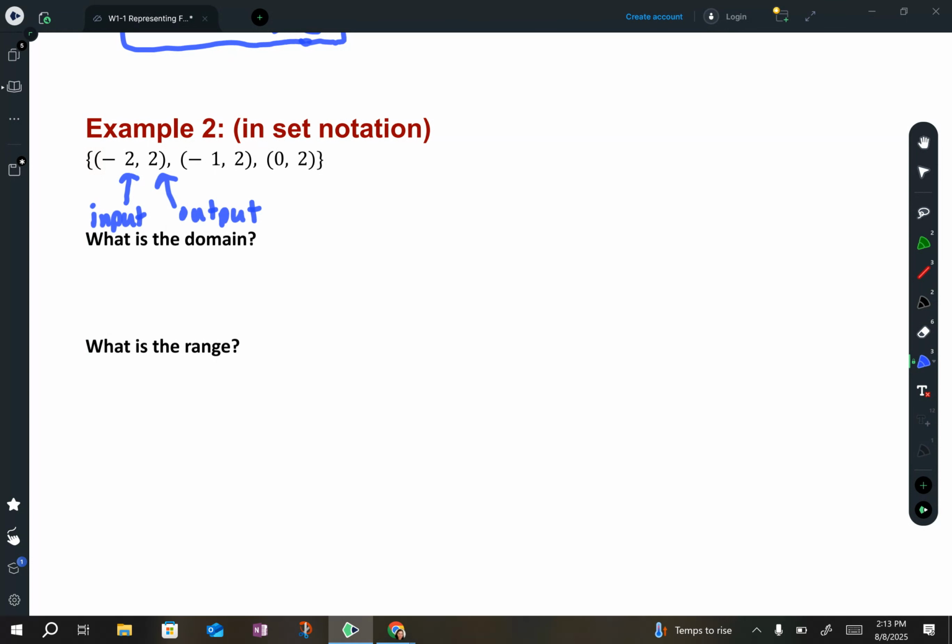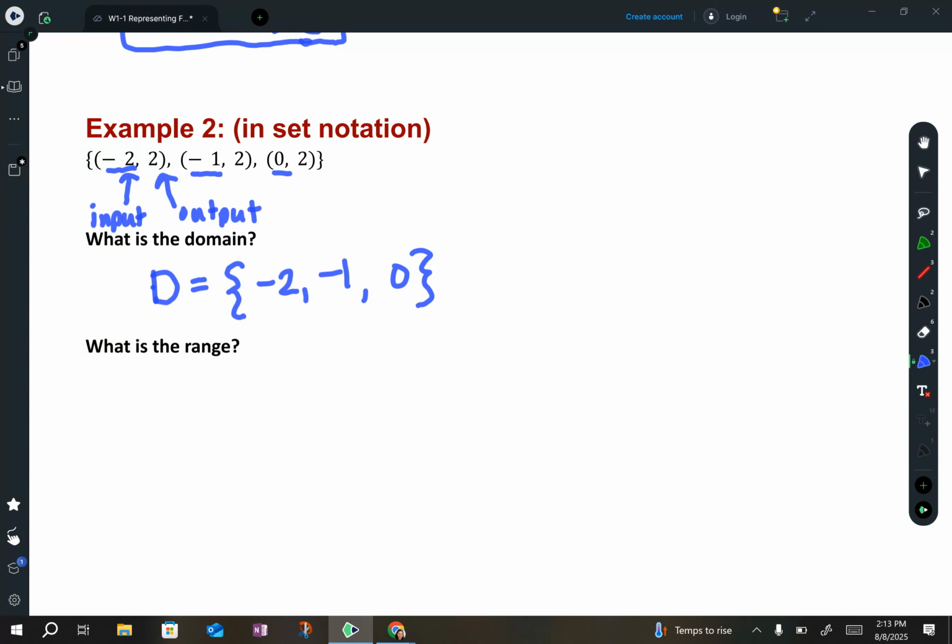So what is the domain? Well, we're actually going to write this out in a set using set notation. So my domain, and lots of times use a capital D for this, equals this set. And I'm just going to list the numbers in the domain, and those are going to be all my first values in my ordered pairs. So -2, -1, and 0.